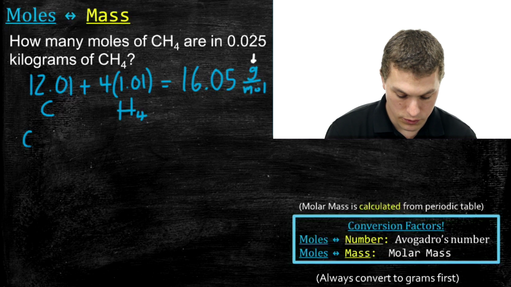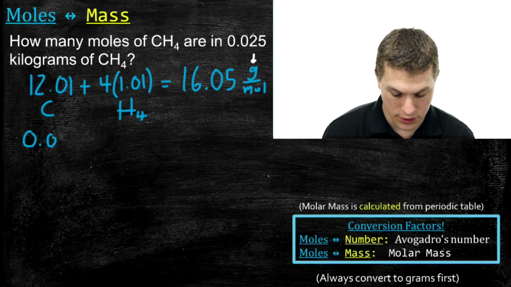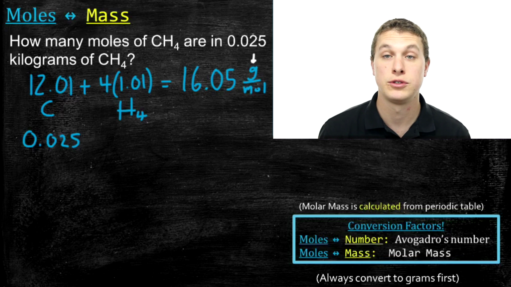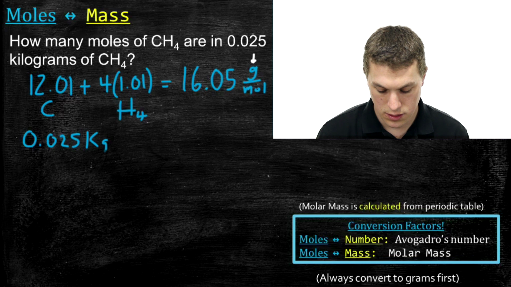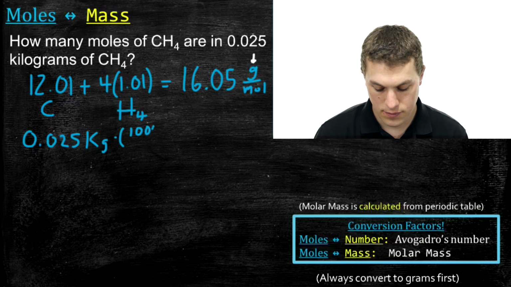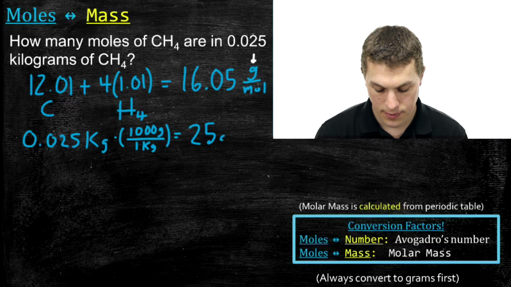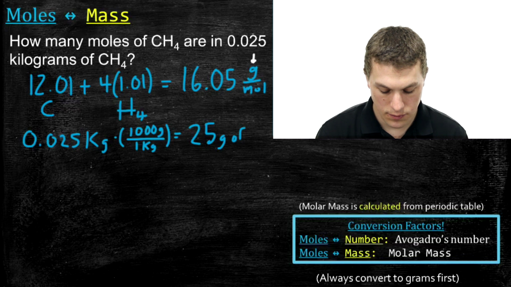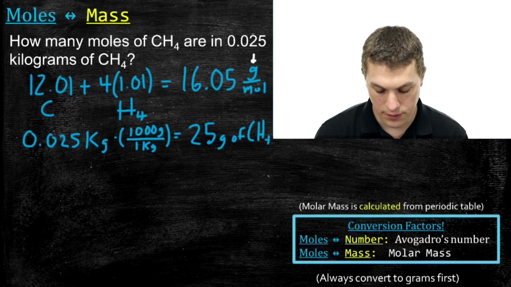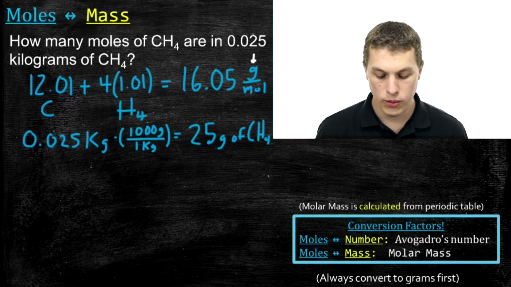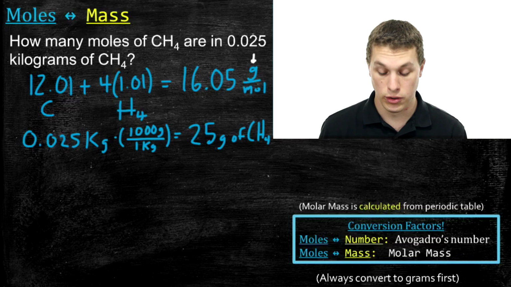And that conversion, we always just multiply by 1,000. So if there's 0.025 kilograms, then we just multiply it by 1,000 grams over 1 kilogram. That's basically just our conversion factor. And that gives us our grams out. And so that's going to turn out to be 25 grams of CH4. So we have 25 grams of methane. And we're going to want to use that now to calculate how many moles of methane we have.